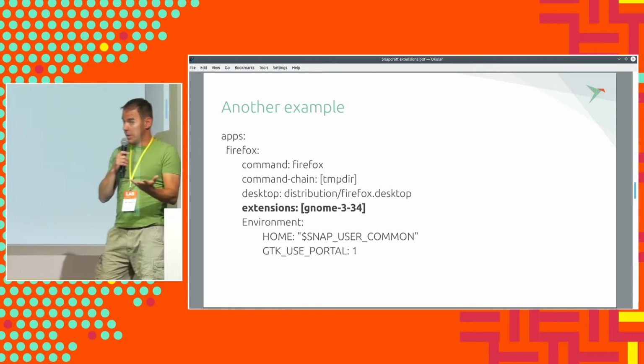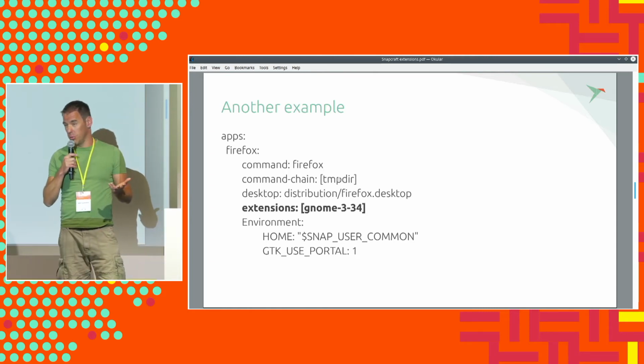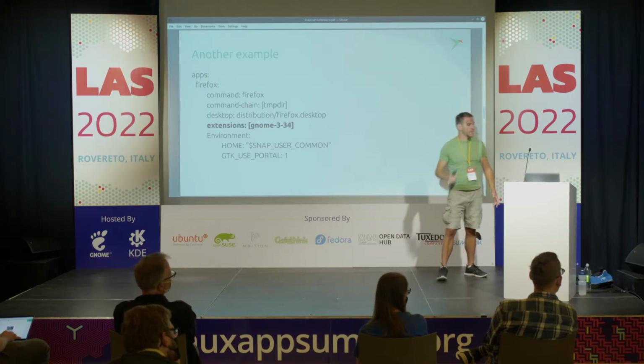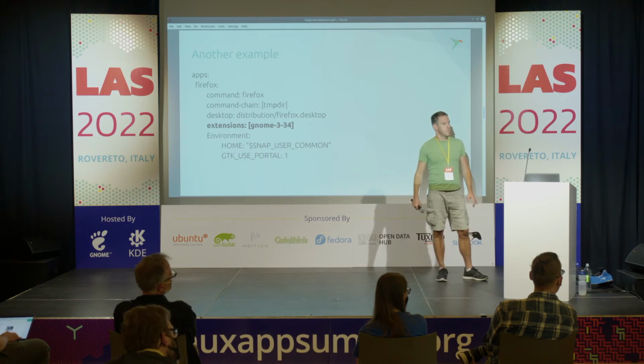So, any questions so far? I mean, this looks too simple to be true, right? There's a question over here. Yes, please. Quick question: can a given snap depend on more than one extension, or is it just a single one?